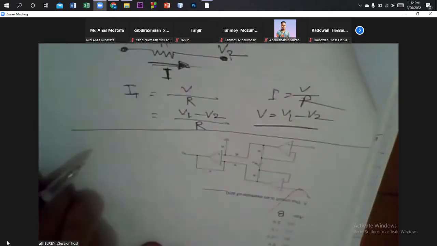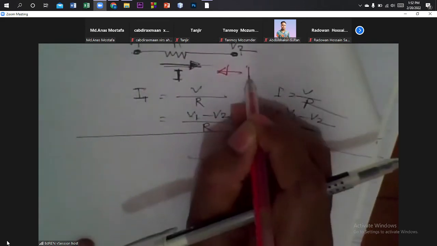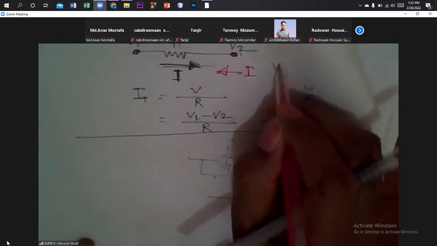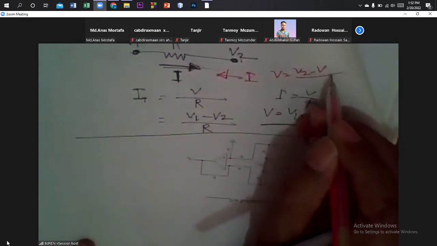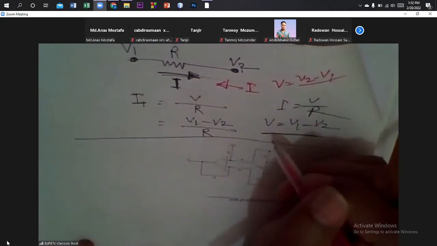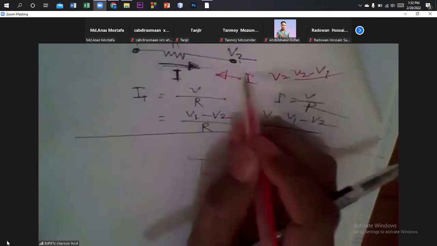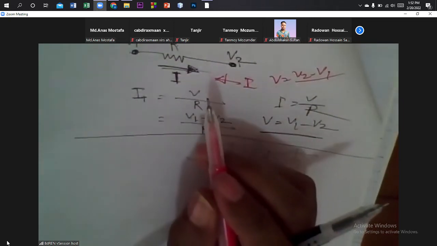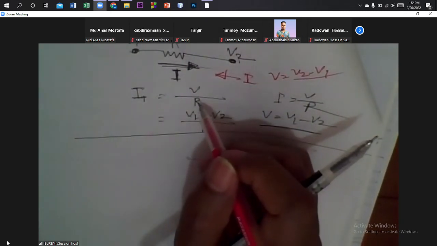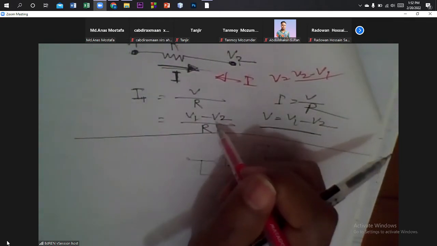If current flows in the opposite direction, say current flowing this direction, then what can we write? V2 minus V1. Good. Then V will be V2 minus V1. Clear, everybody? Because current flows from the higher side. When flowing in this direction, then this will be higher. And this is Ohm's law. We know Ohm's law from our intermediate level, or from college level. Also, we have read it in the first semester exam.